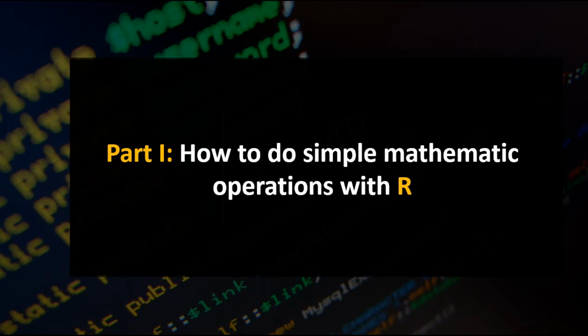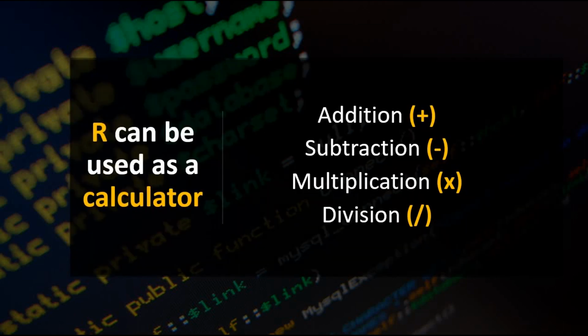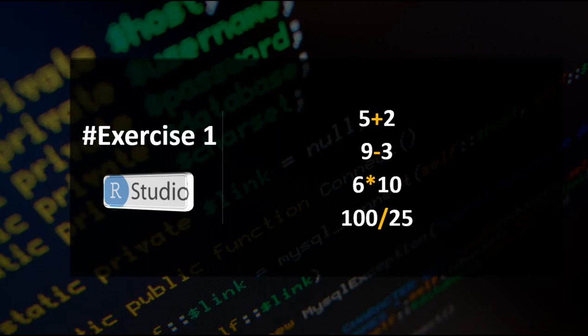So part 1, how to do simple mathematical operations with R. In its most basic form, R can be used as a calculator, so you can do addition, subtraction, multiplication, division, and more. In exercise 1, I prepared a very small exercise. We can go and try it in RStudio.